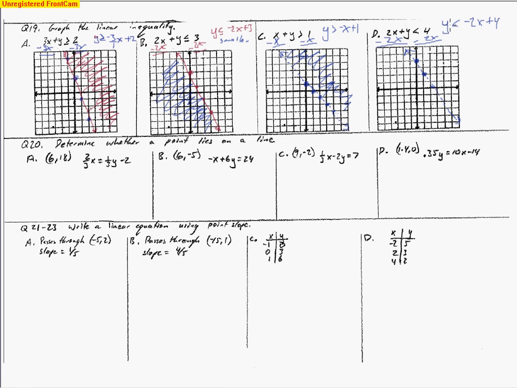And then from that point, we look at the shading. Positive y less. Less means smaller. Smaller is below. So that's the region that you'd end up shading there. So just a couple notes here.